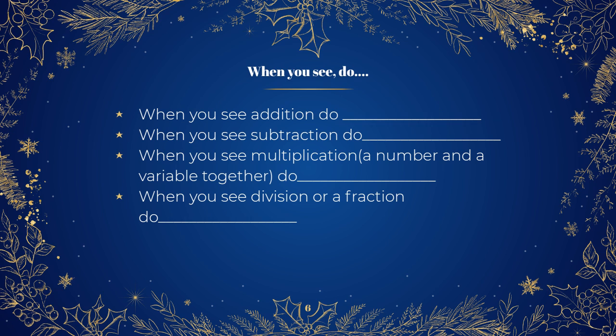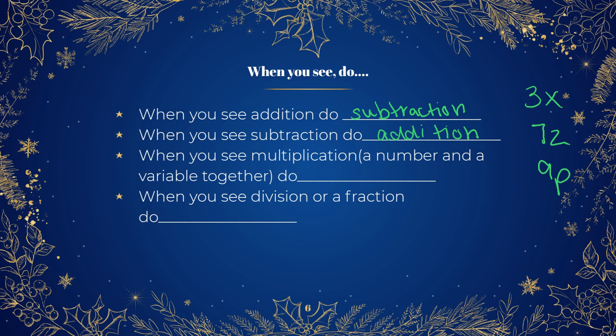So in terms of our inverse operations, when you see addition, do subtraction. When you see subtraction, do addition. So addition and subtraction are inverse operations. When you see multiplication, and multiplication is when you would see a number and a letter together, so if you see 3x, 7z, 9p, any of those, that indicates multiplication.